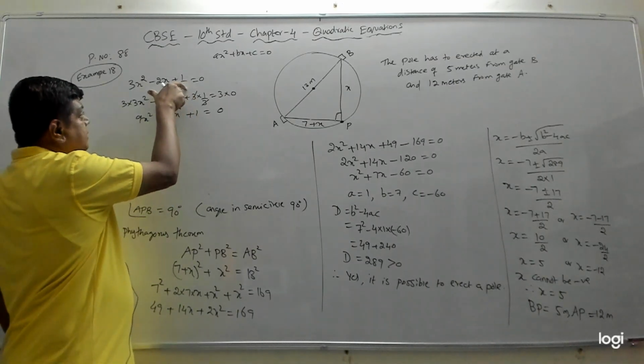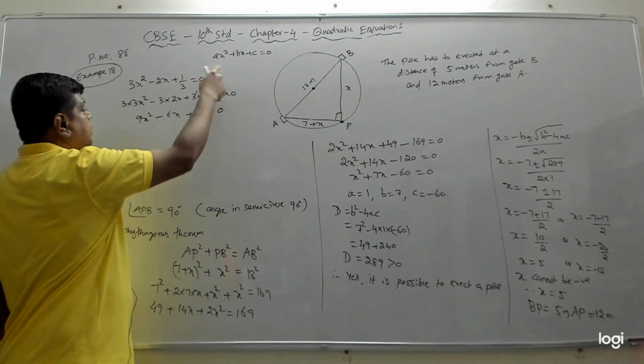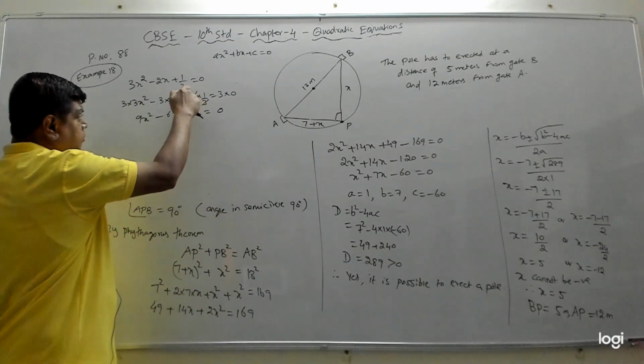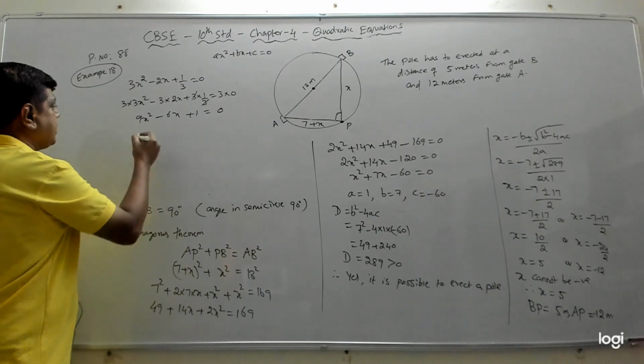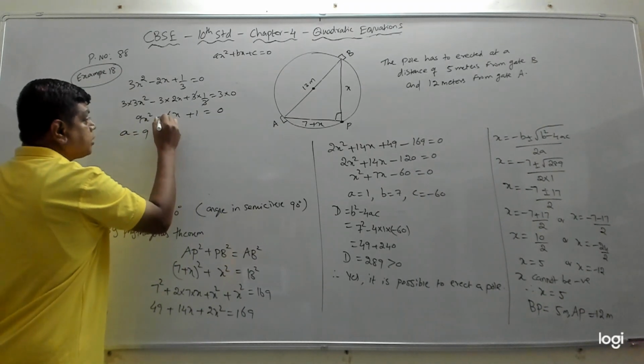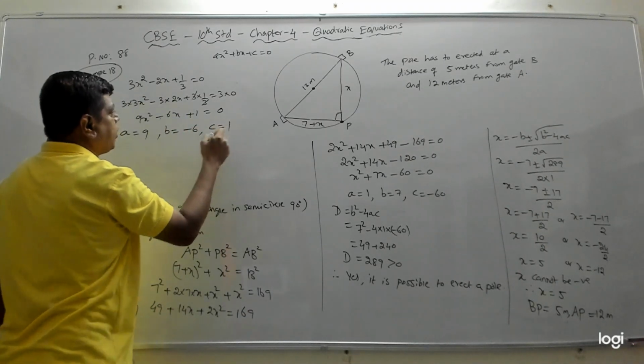You can even keep it as it is and say a is 3, b is minus 2 and c is 1 by 3 and do it. That's how they have done it in the book. It's generally better to avoid the fraction. Now what is a here? Now a is 9. Your b is minus 6. And c is 1.